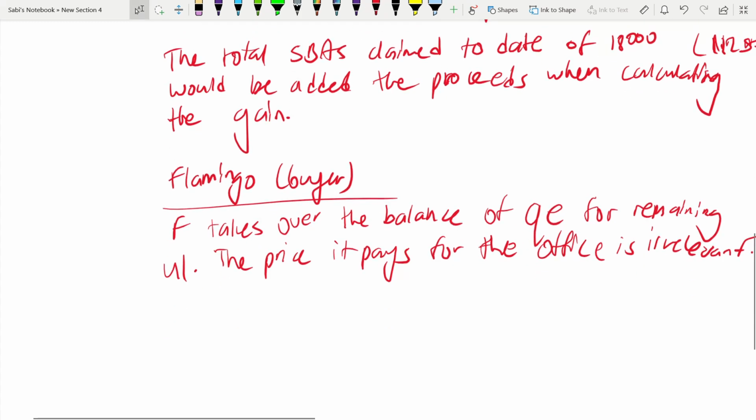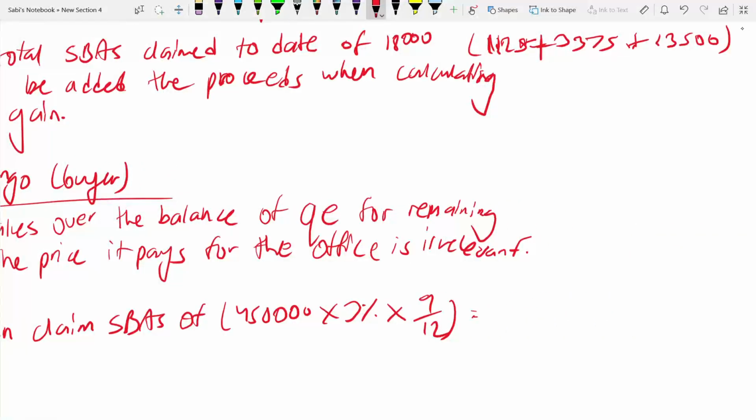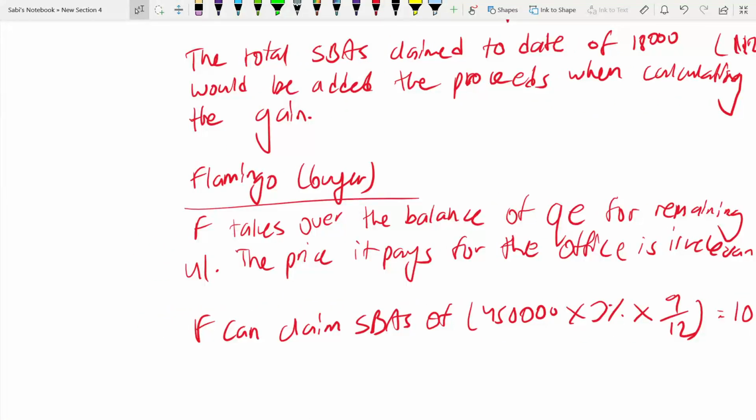Now, how much SBA can Flamingo claim? It can claim SBAs of 450,000 into 3%. Remember, the first 3 months is for the seller. After that, the remaining 9 months is for the buyer. That is 10,125 in the year ended 31st December 2025. That is from April to December, 9 months will be claimed by the buyer, because the building is put into use from 1st of April 2025. So you have to write it.